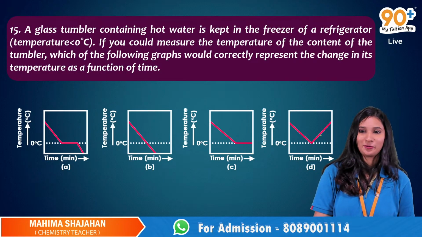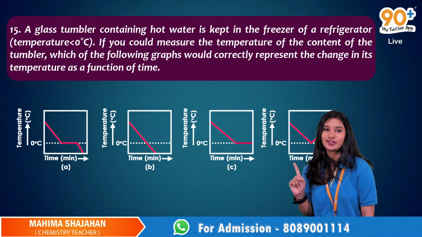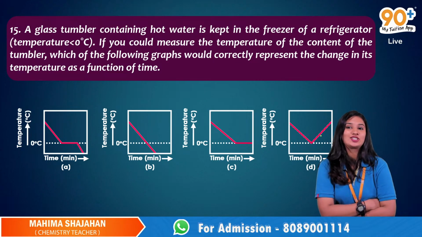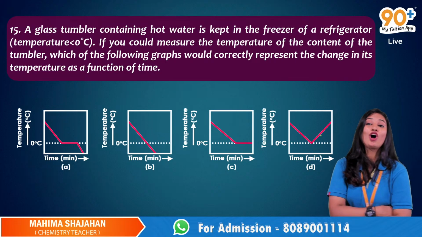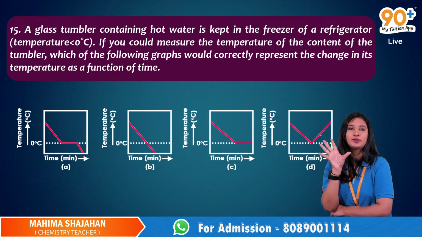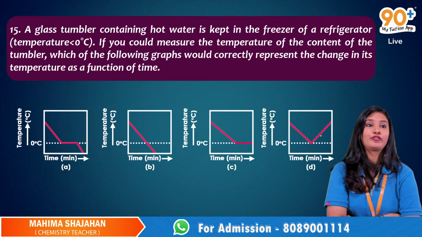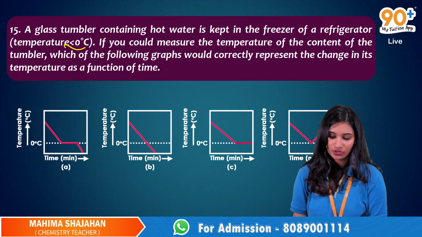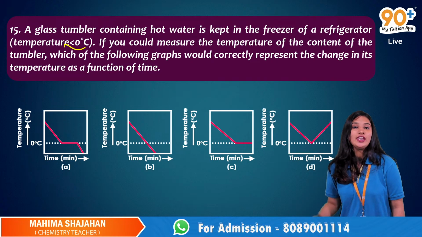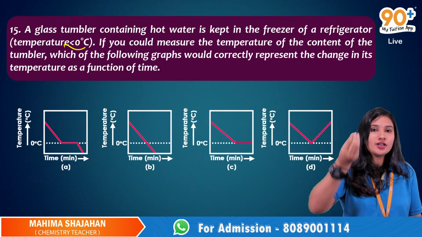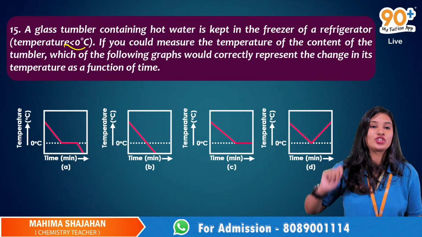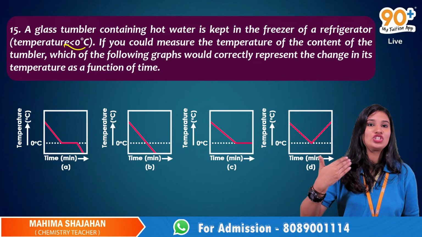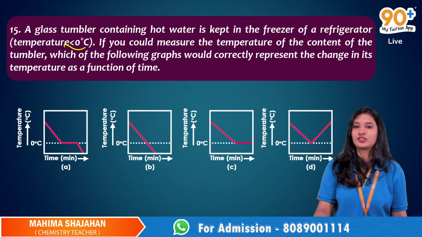Here you go. Now, this is a higher order question. Let me see how many of you will answer this. A glass tumbler containing hot water is kept in the freezer of a refrigerator. Freezer temperature can go below 0 degrees Celsius, that you know. If you could measure the temperature of the content of the tumbler, which of the following graphs would correctly represent the change in its temperature as a function of time?